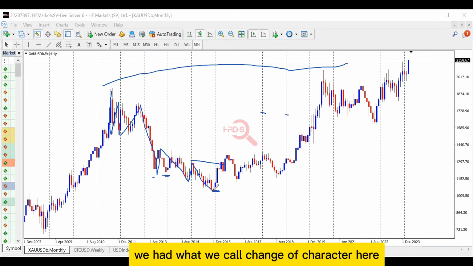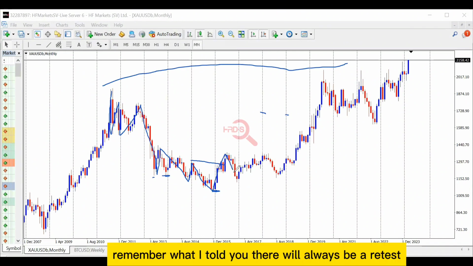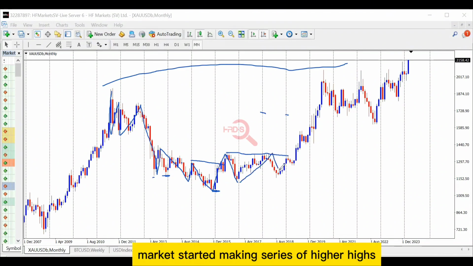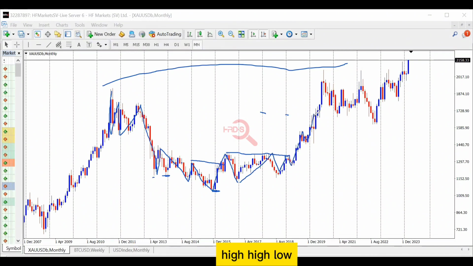We had what we call change of character here. And after the change of character, remember what I told you, there will always be a retest. So after the market retested, we started off a bull run, right? This was the high. And from there, market started making a series of higher highs, higher lows, higher highs, higher lows, higher highs, higher lows, higher highs, all the way to 2019, as you can see, or 2020.